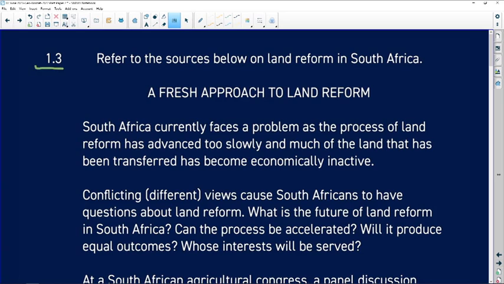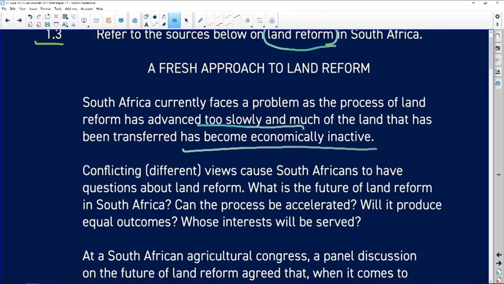Question 1.3. They're giving us some sources below, a case study on land reform. Now let's quickly look at key components of this case study. As you can see, South Africa currently faces a problem with the process of land reform. They've mentioned it happens too slowly, and it has become economically inactive. So it's not happening fast enough, and we're losing money.